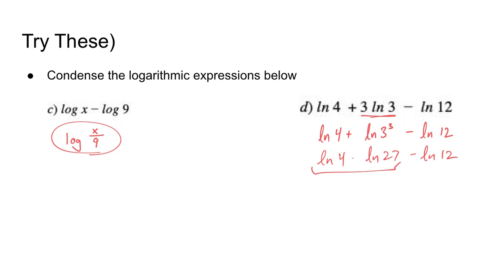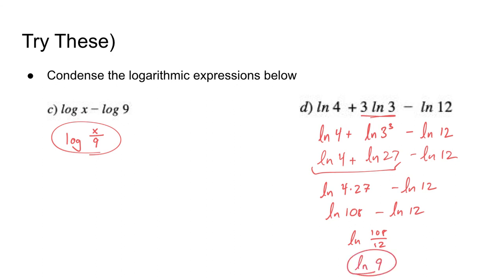I'll deal with these two first. That's a sum, so that turns into a product. So I really have 4 times 27. And 4 times 27 is 108. So I have the natural log of 108 minus the natural log of 12. The subtraction turns it into a division. So I really have 108 divided by 12, which is 9. My final answer is the natural log of 9.